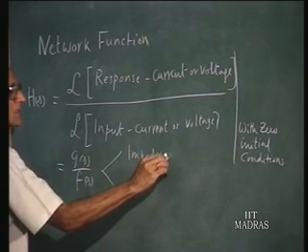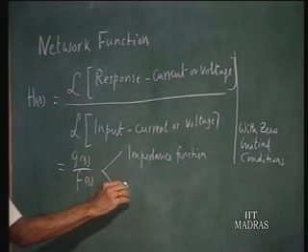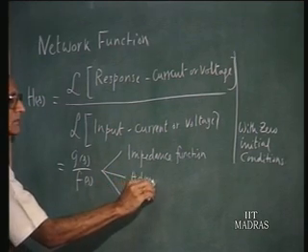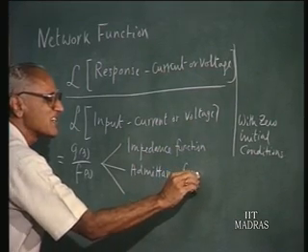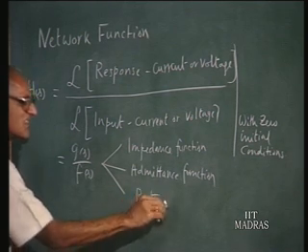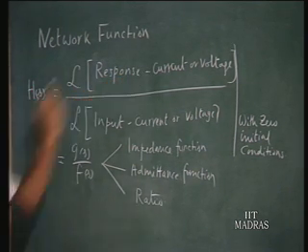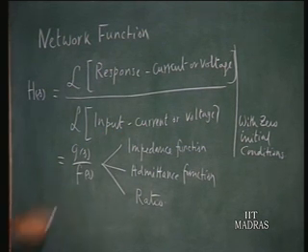In one case it is called an impedance function. It could be an admittance, and then it is called an admittance function, or it could be a ratio. If the response is a current and the input is a voltage, then it would be an admittance function. If the response is a voltage and the input is a current, then it becomes an impedance function. If the response and input are both currents, then it is a ratio. If both the response and input are voltages also, then it is a ratio.